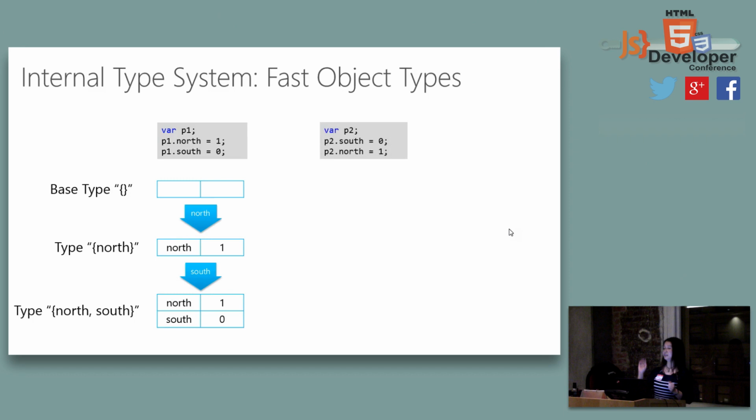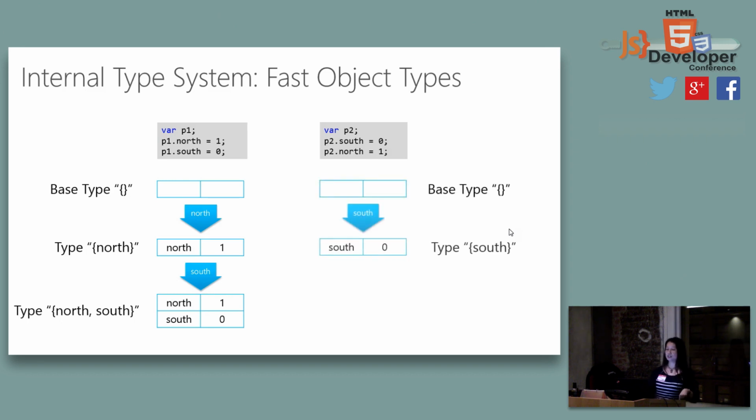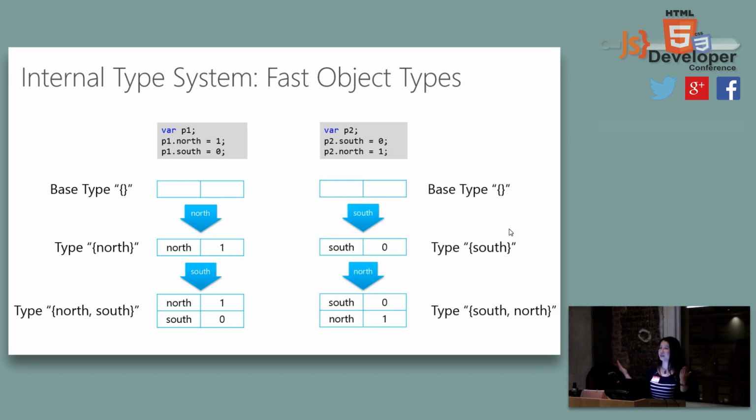Now let's look at another object called P2. In this one, I also have two properties with the same values. However, I have south first and then north. So it does look like the same properties have been assigned to that variable with the same data. How many of you think these two object types are the same? One thinks it's the same. How about the rest of you?